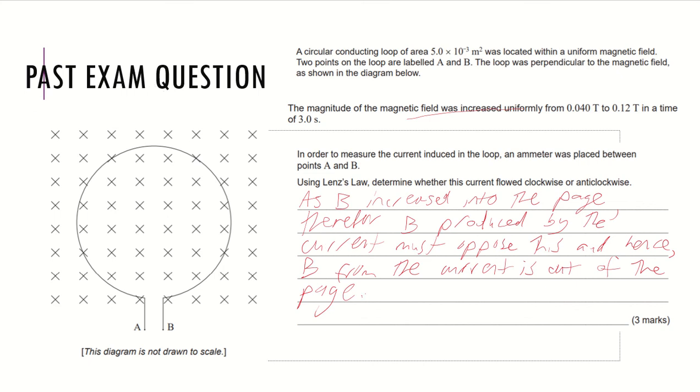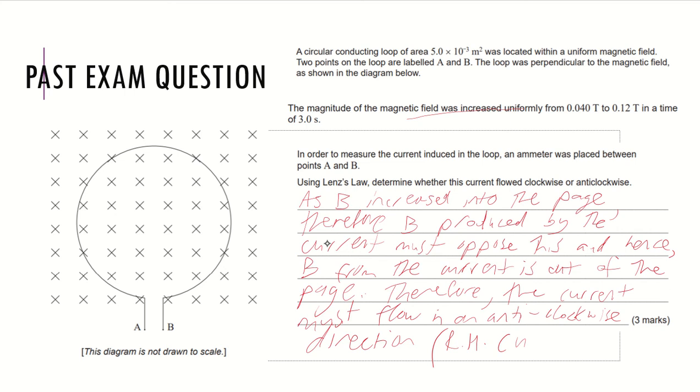So as B increased into the page, therefore the magnetic field produced by the current must oppose this, and hence the magnetic field from the current is out of the page. Therefore, the current must flow in an anti-clockwise direction. And then in brackets, that's because of the right hand curl rule.